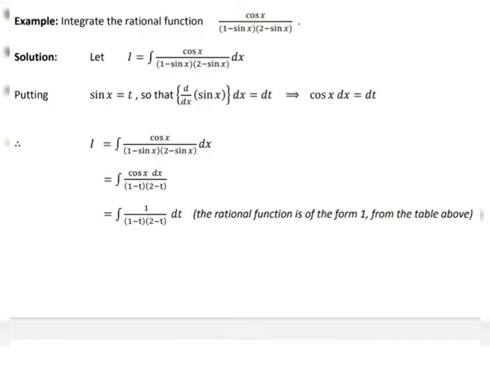In this example on the screen, we see that the integrand is not a rational function because the denominator and the numerator are not in the form of polynomials. So what we do is we transform the integrand into the form of a rational function where the numerator and the denominator are in the form of polynomials.